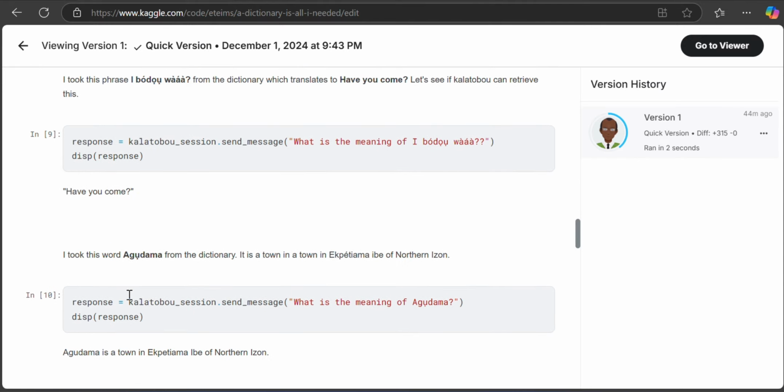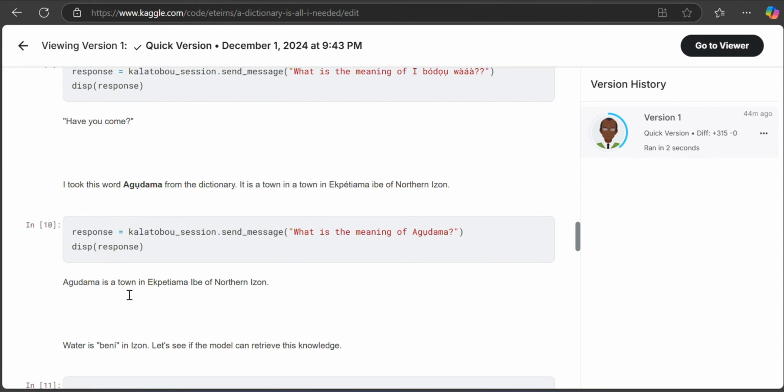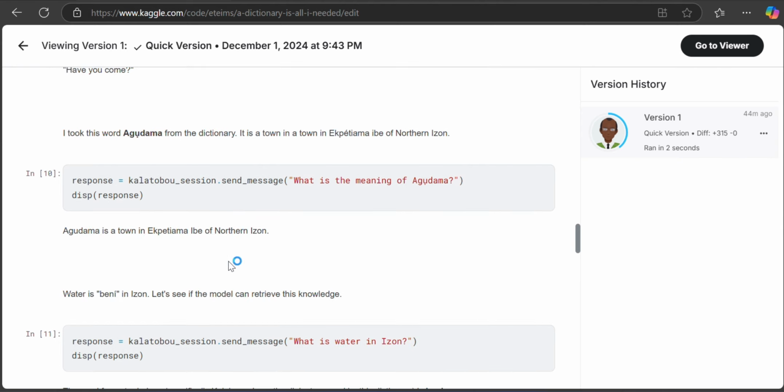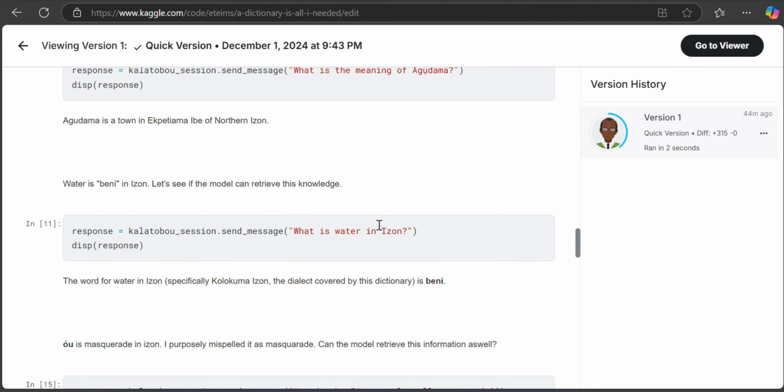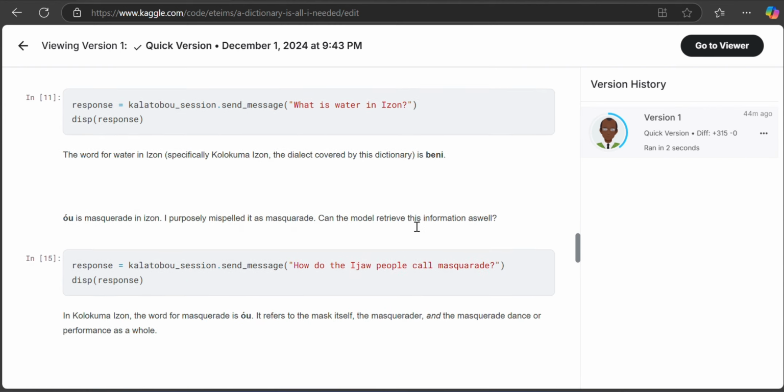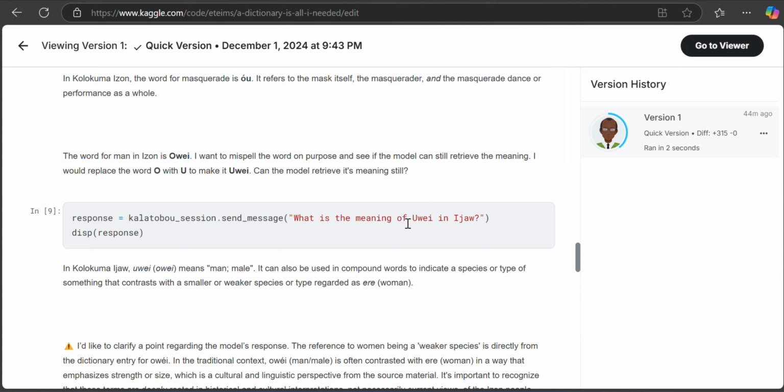There were other sentences I tried, but let me go to the ones I find really interesting. I asked it, what's the meaning of Agudama? Agudama is not actually a word, it's more like a place, but it was able to figure that out. Again, it's retrieving all this information from the dictionary. It just knows that this is not really a word, but more of a place, and it got that right. And I asked it what is water in Izon, and it said, oh, water is Beni. So that was easy.